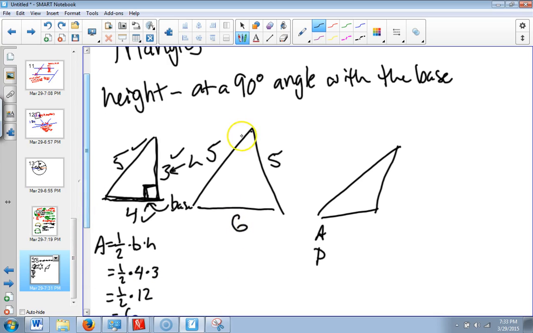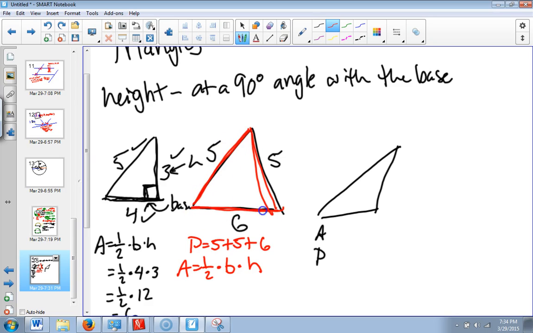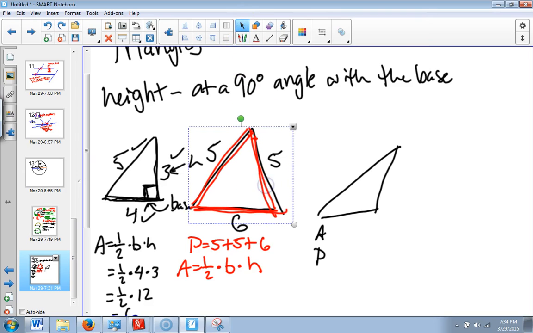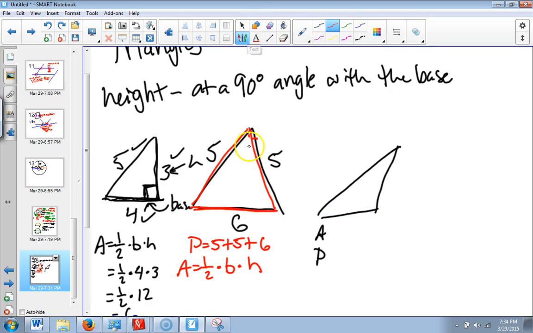Perimeter of this one, we have all 3 sides. Here's side 1, here's side 2, here's side 3. So for perimeter, it's just 5 plus 5 plus 6. But for area, we need 1/2 base times height. Now none of these sides are at a 90-degree angle with the base. So what we need to do is draw it in. And usually it'll be given to you. So let's draw it in.